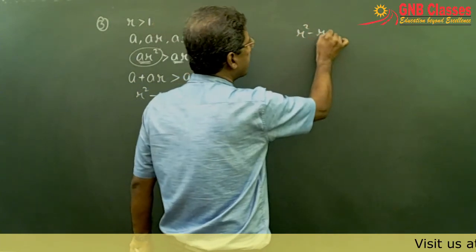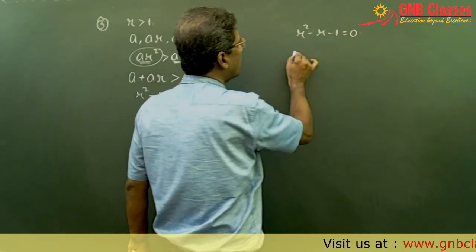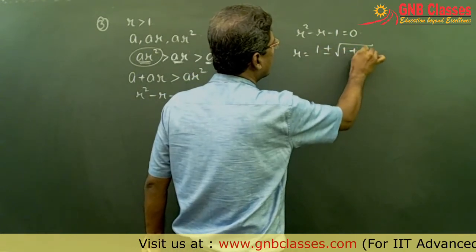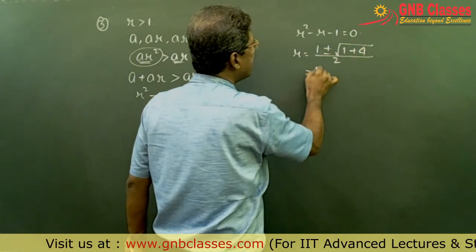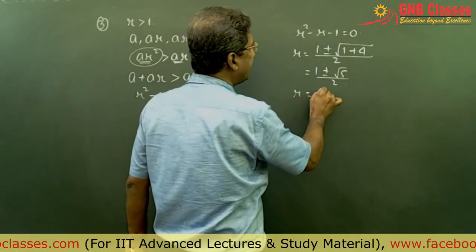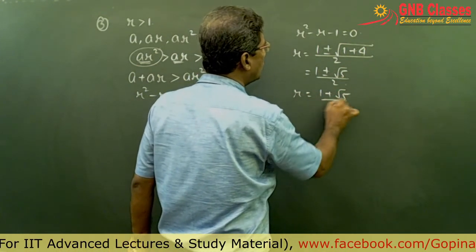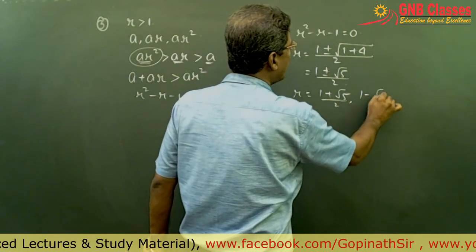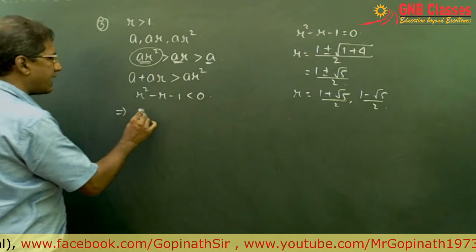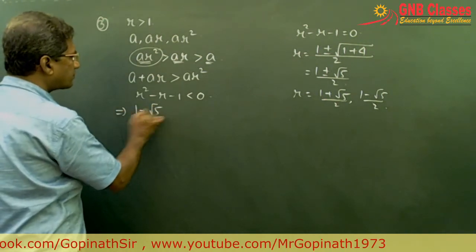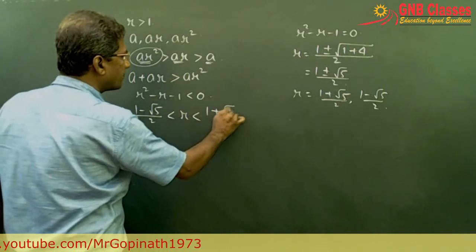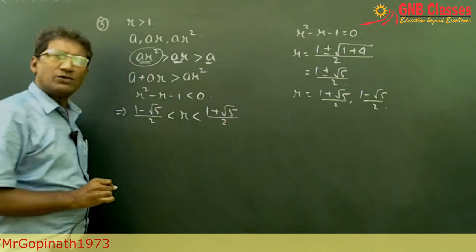R square minus R minus 1. If I put this thing as 0, so R is coming to, it is basically 1 plus minus under root 5 by 2. Therefore, we are getting R as 1 plus root 5 by 2 as well as 1 minus root 5 by 2. So from the number line itself, we can say that your R is lying between these 2 values, right?